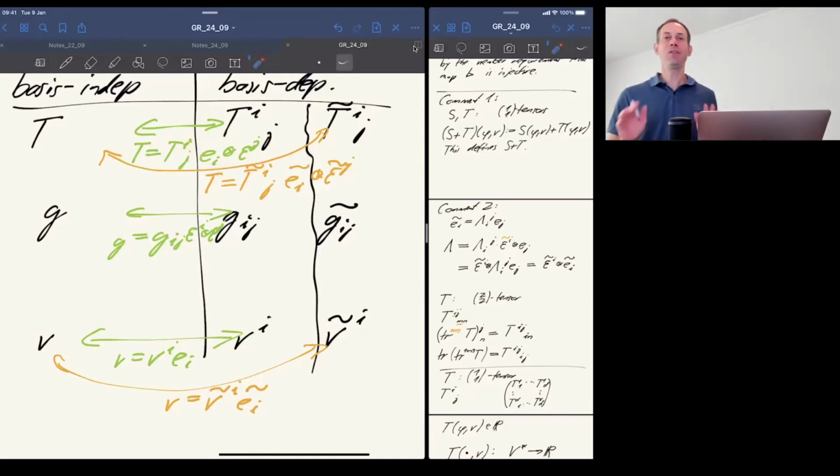So if I hadn't told you what the rule was, you could reconstruct it by exactly this criterion: find the map from T^i to T tilde^i such that the left-hand side of this equality remains the same.